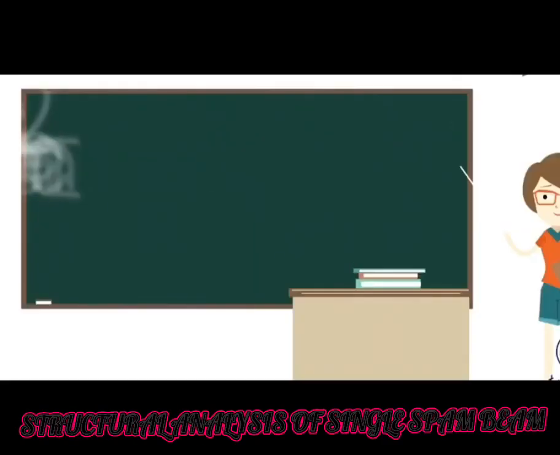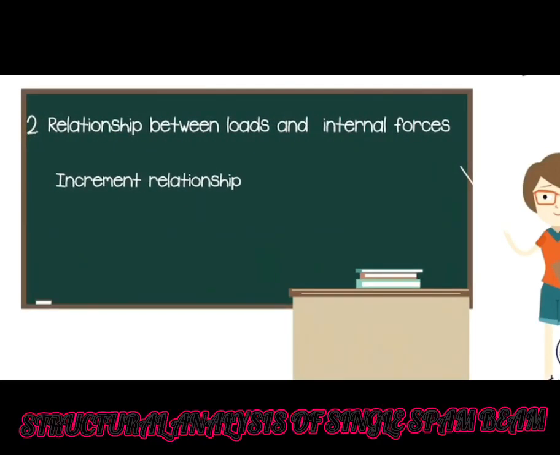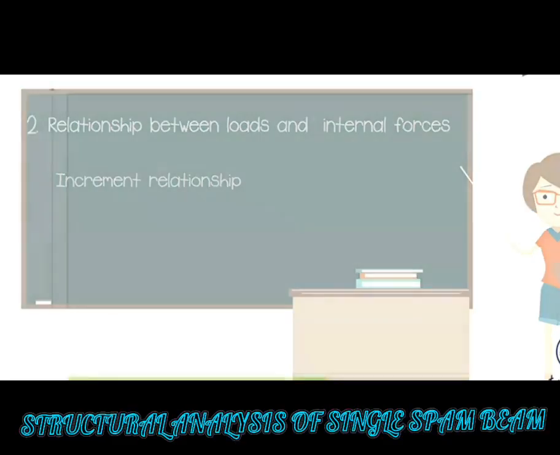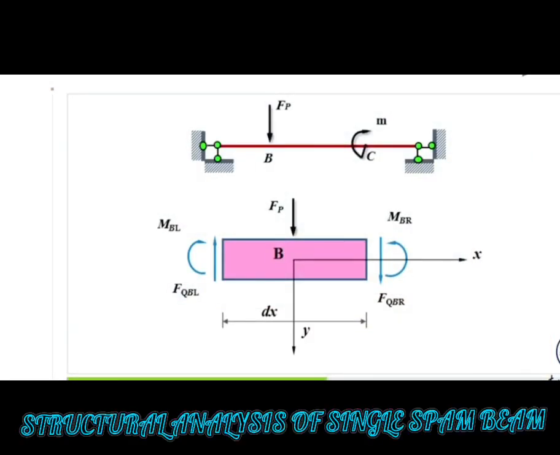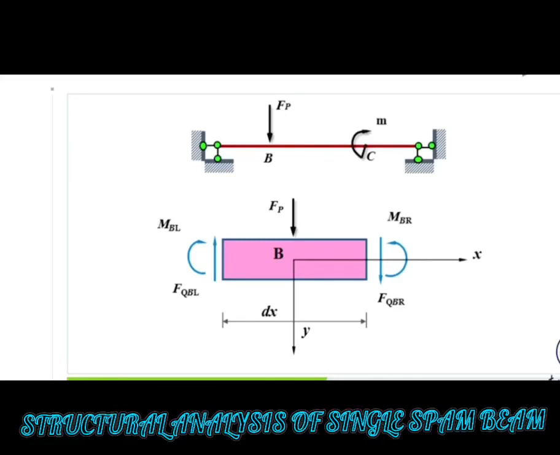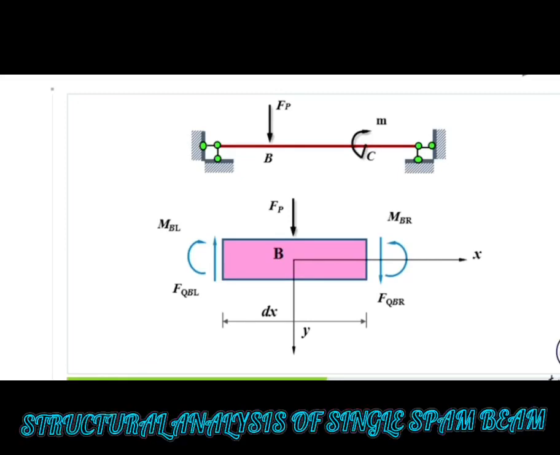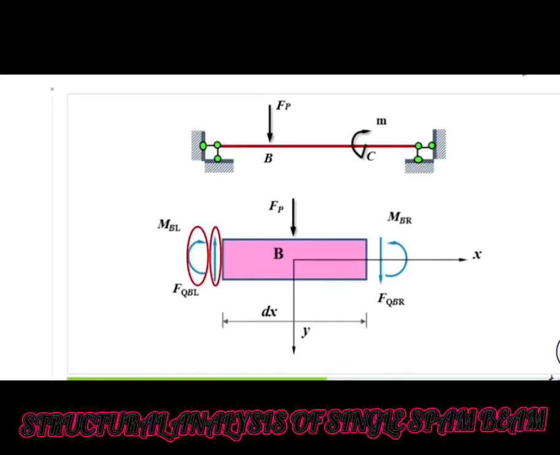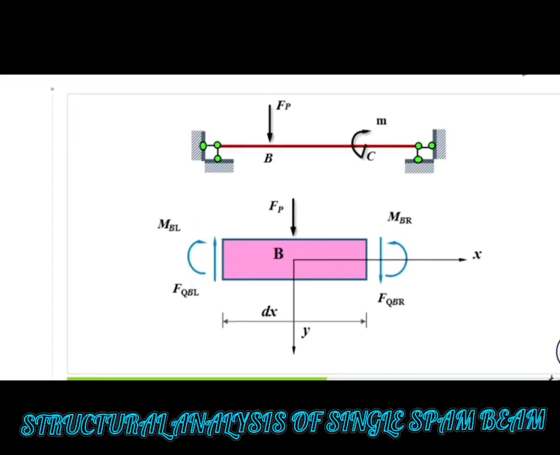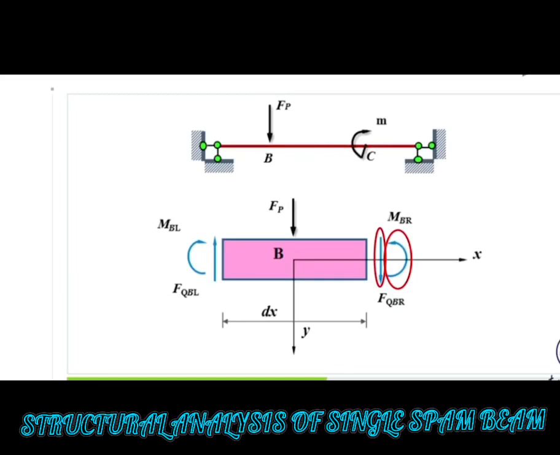Then let's review the increment relationship between loads and internal forces. Look at this example. If we take a differential segment dx around section B as this figure shows, the bending moment and shear force on the left side of section B are M_BL and F_QBL. The bending moment and shear force on the right side of section B are M_BR and F_QBR.